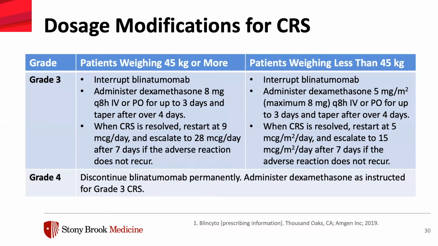And these are the dosage modifications recommended by the package insert and manufacturer. So they use the CTCAE scaling here. And grade 3, they recommend the patients interrupt the blinatumomab infusion and administer dexamethasone with a taper. And when the CRS is resolved, we can restart the blinatumomab, but at a lower dose and escalate it after 7 days if the adverse reactions do not recur. However, for the more severe life-threatening grade 4, we want to discontinue blinatumomab permanently and administer dexamethasone as instructed earlier.